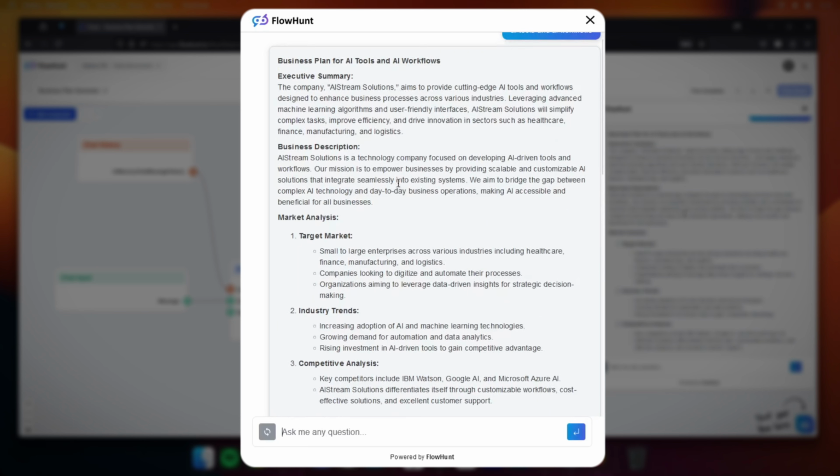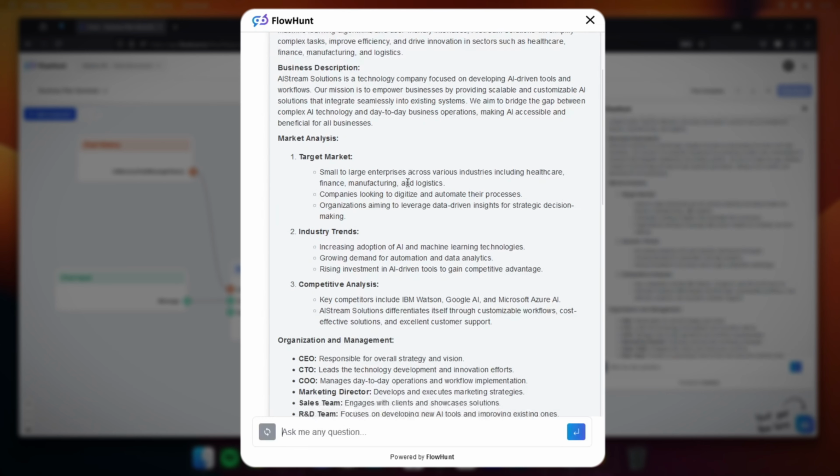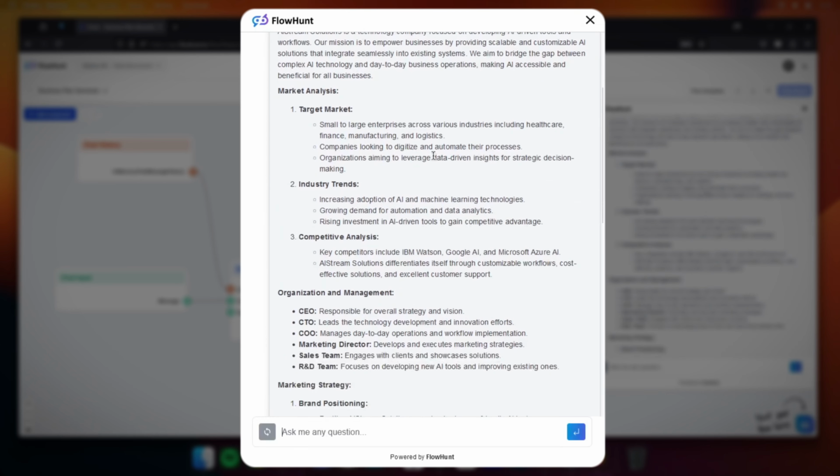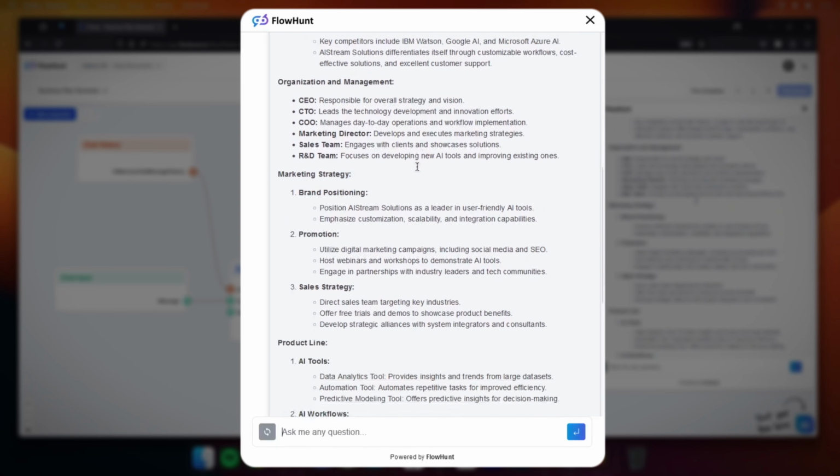Whether you need a quick draft or a detailed plan, this tool saves time by generating clear, actionable strategies aligned with your goals.